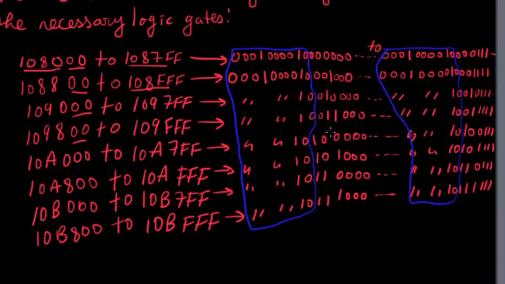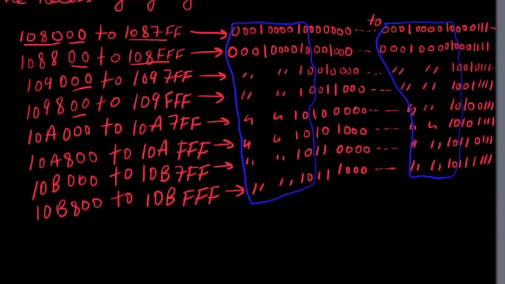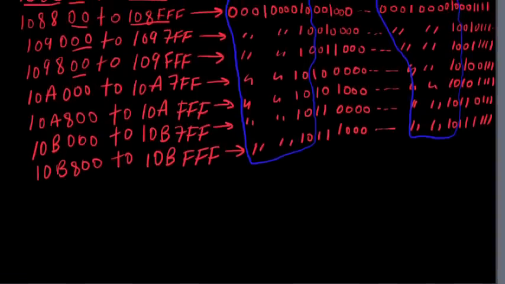Because they're fixed, I'm actually using only these data values in my decoder. Any binary value that's different from this is not going to be used in our decoder selection. So basically, these values will be in our enable decoder. So we can carry on and draw the decoder here.